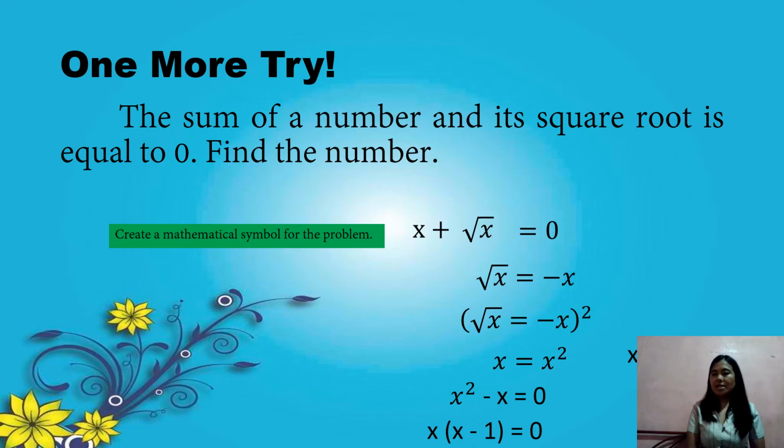So let's check whether 1 is also an answer to the problem. So 1 plus the square root of 1 equals 0. 1 plus the square root of 1 is 1, so 1 plus 1 is 2. 2 equals 0? Of course not. Since it is false, the only answer to this problem is 0. Only 0.